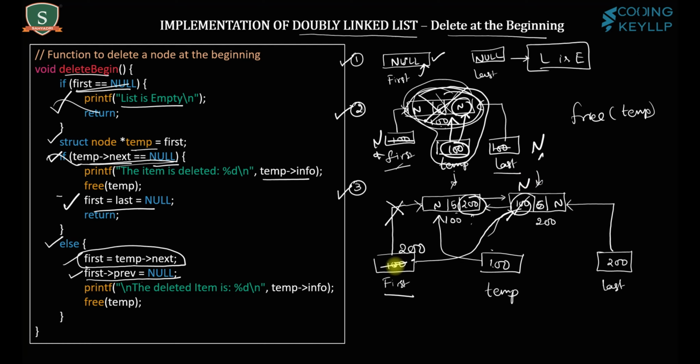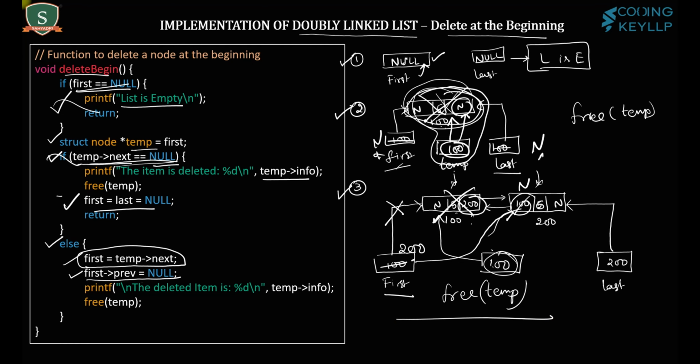That means if you observe, first is connected to the second node and last is connected to the second node. Temporary 100 is connected to the first node, as it was previously. Now we are calling the free method. The moment you call free temporary, what is there in the 100 location? Previously it was the first node, and that has now been deleted at the beginning.